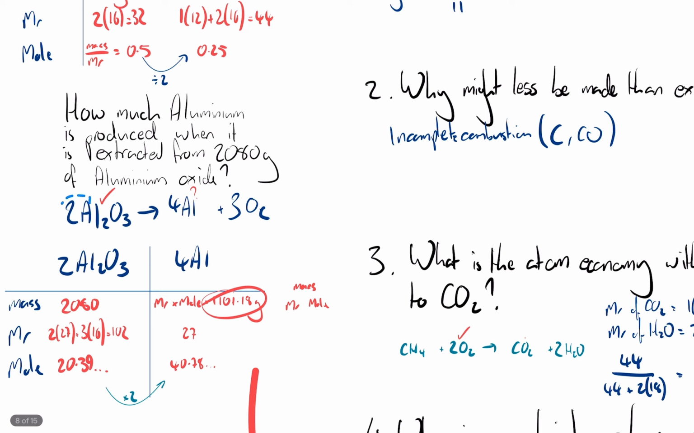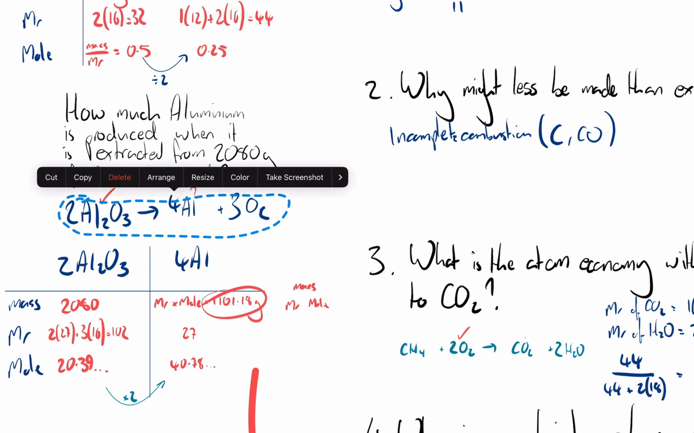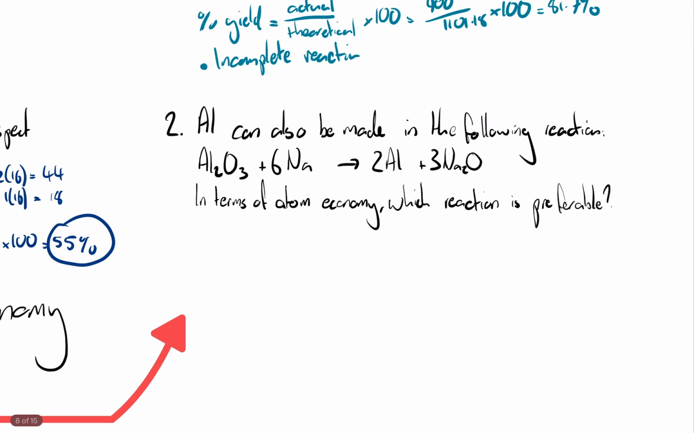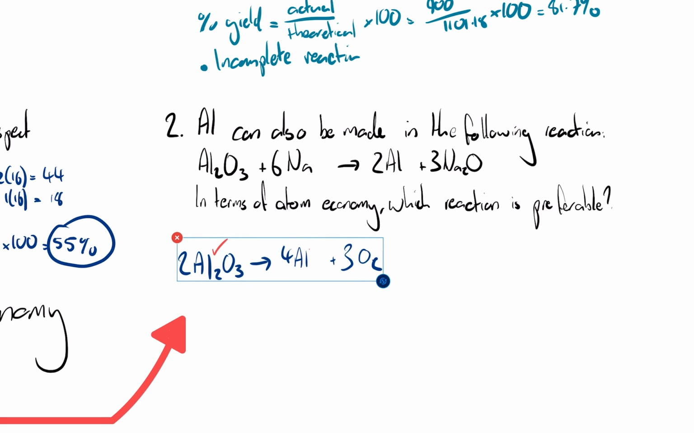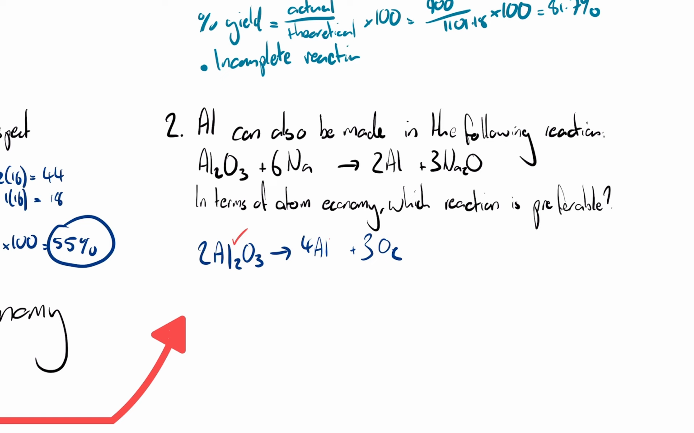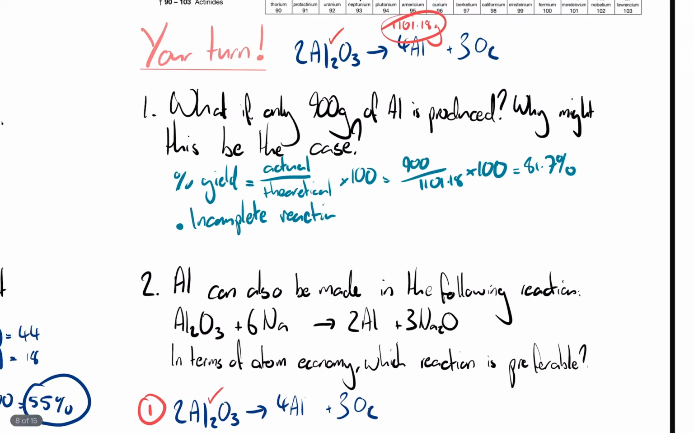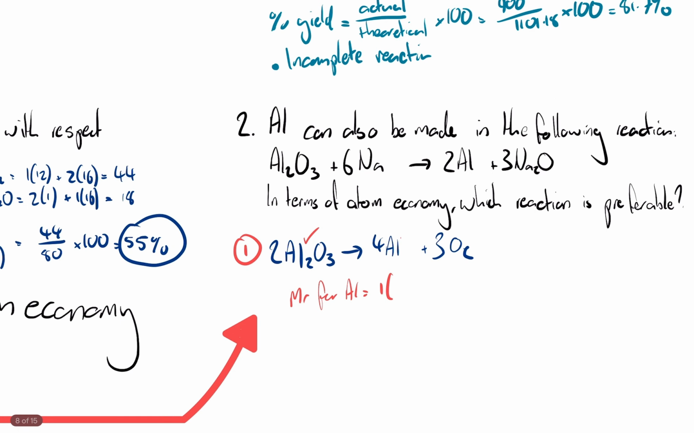So let me bring this over. And we'll call this reaction 1. So for reaction 1, work out the MR of everything. So MR for Al equals 1 lot of 27. It's 27 obviously. And we've also got MR for O2 equals 2 lots of 16.